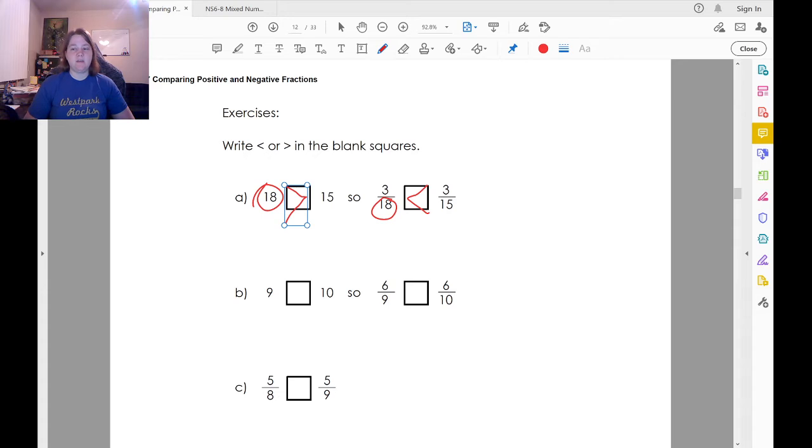9 versus 10, well, I'd rather have 10 of something. But if I'm cutting something up, I'd rather have it cut into 9ths. I'd rather have 6/9 than 6/10. Because that's 6/9, the pieces are bigger because there are fewer cuts. 5/8, 5/9. I'd rather have 5/8. Fewer cuts means more for me. Or I guess you, if it's you doing the math problem, sure, whatever.